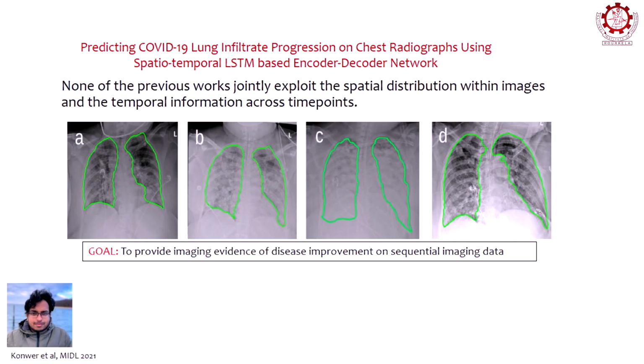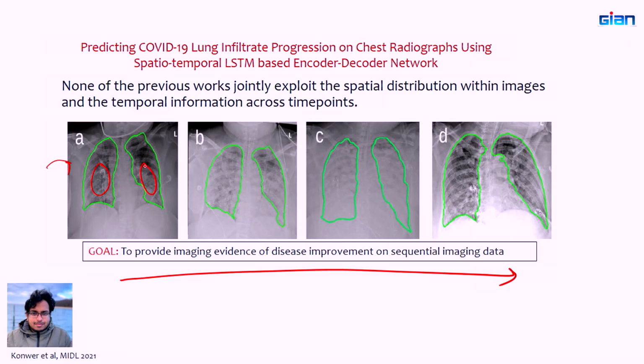So the goal was to provide imaging evidence of disease improvement or disease deterioration on sequential imaging data. What you see on the screen, going from left to right, is a patient's chest X-ray that was acquired on the day they were admitted for COVID-19. You don't see a lot of infiltrates here, but on another day, which might be day 3 or day 4, you see a lot of COVID infiltrates in this region. It further gets filled up, and then towards the end, after n days, you see that the COVID infiltrates have resolved, so the lung becomes clearer.